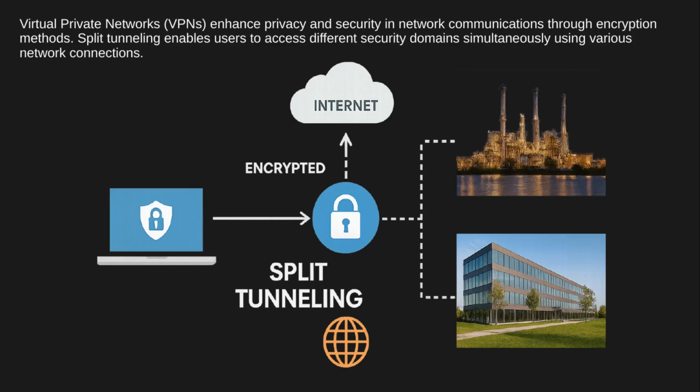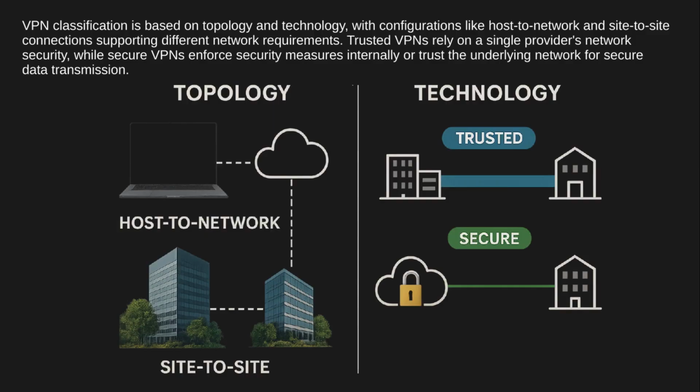Split tunneling enables users to access different security domains simultaneously using various network connections. VPN classification is based on topology and technology, with configurations like host-to-network and site-to-site connections supporting different network requirements. Trusted VPNs rely on a single provider's network security, while secure VPNs enforce security measures internally or trust the underlying network for secure data transmission.